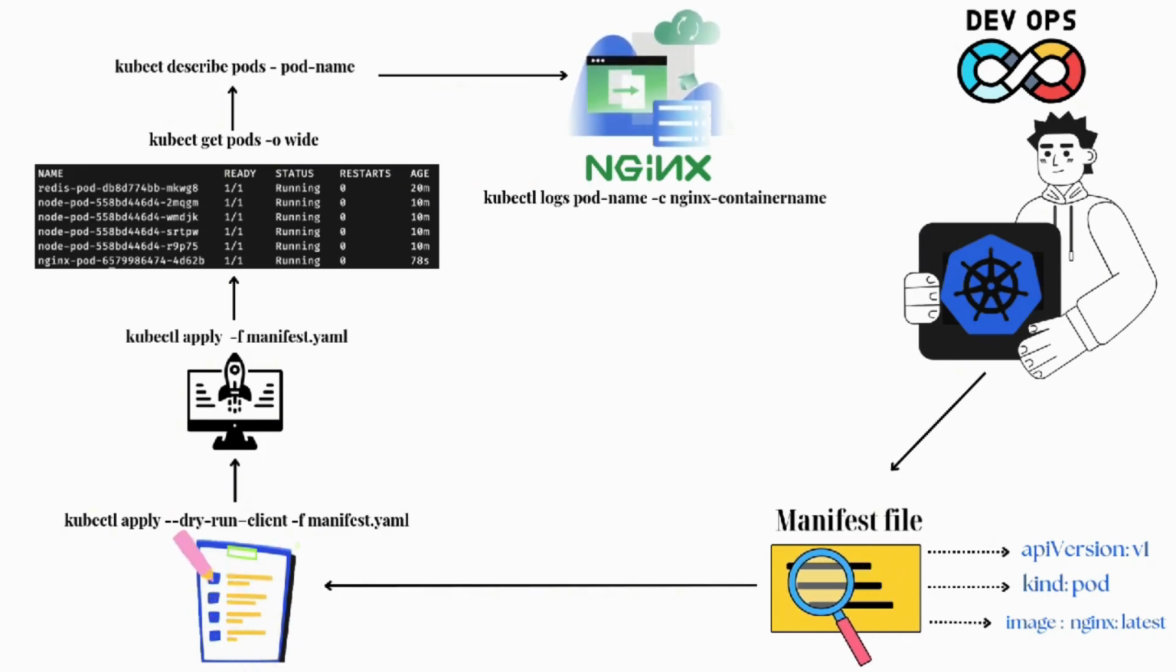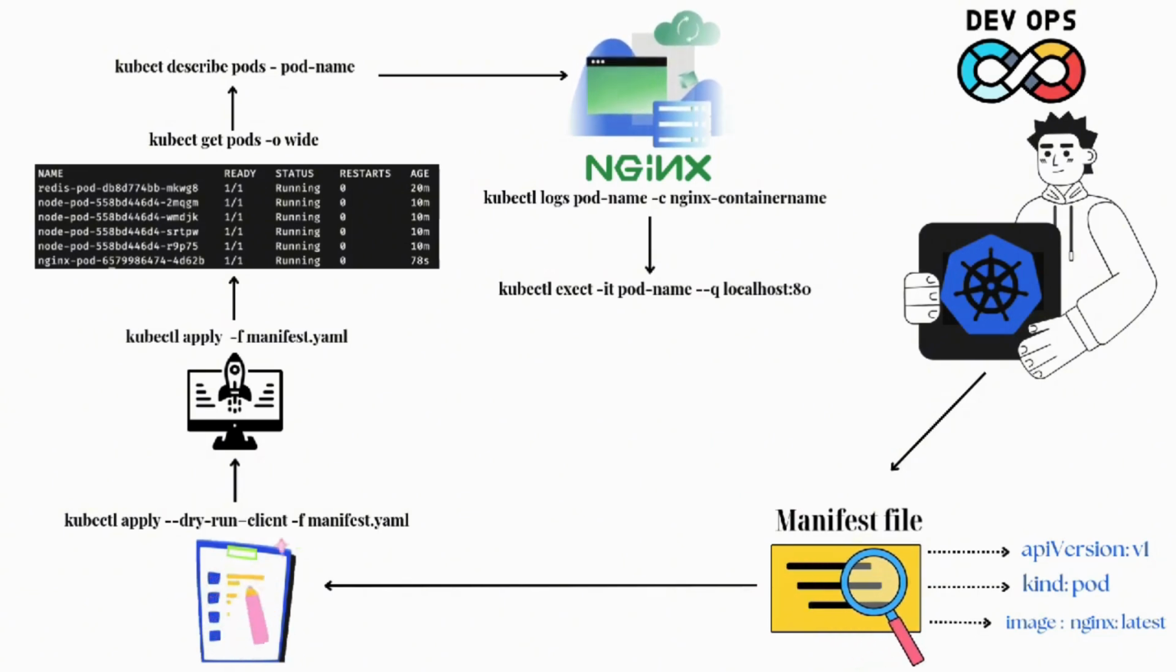to pinpoint the problem. Next, I'll test the Nginx container functionality by executing a command inside the pods using kubectl exec -it pod name -- curl localhost:80. This checks whether the Nginx server is correctly serving content from within the pod. If external access is required, I'll expose the pod using service definitions, either a cluster IP, node port, or a load balancer, depending on the use case.